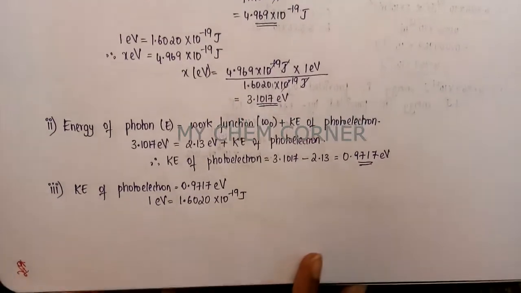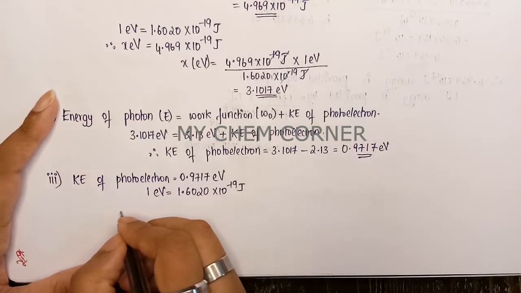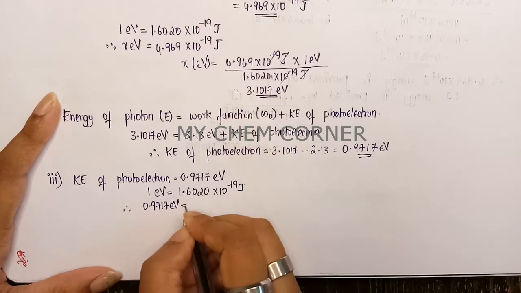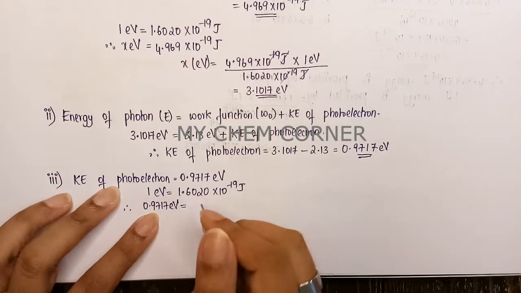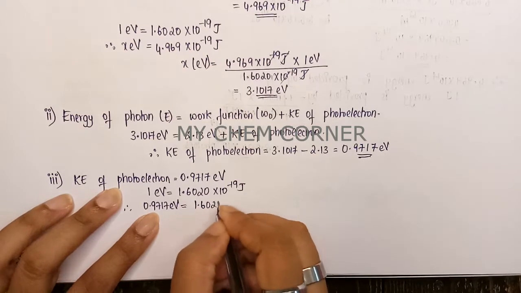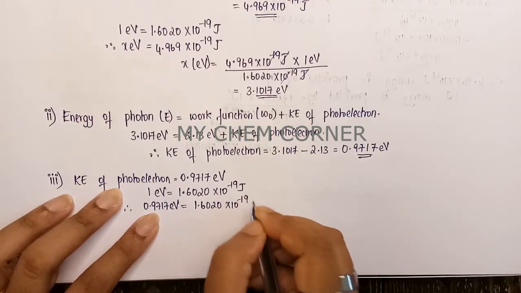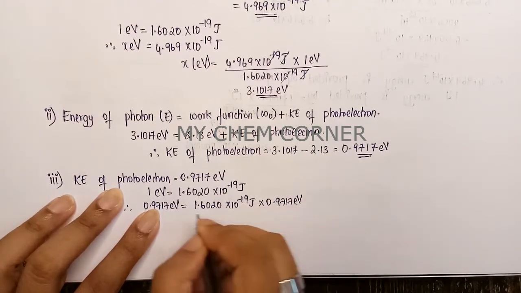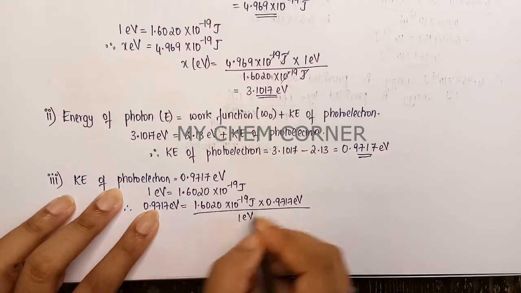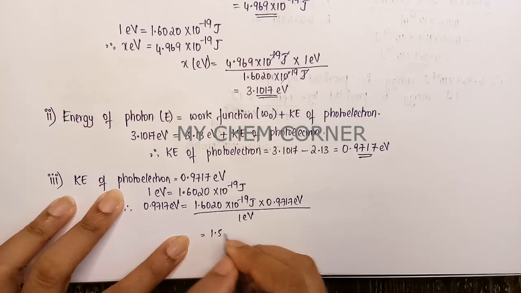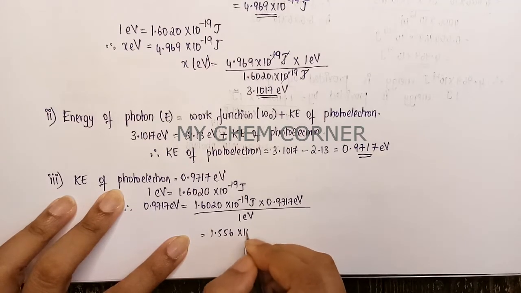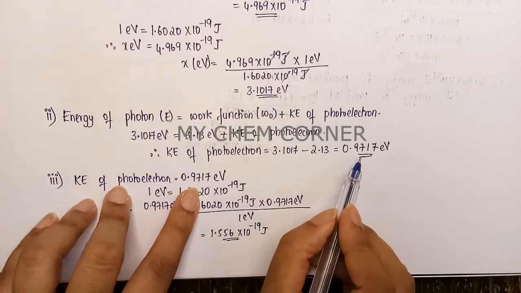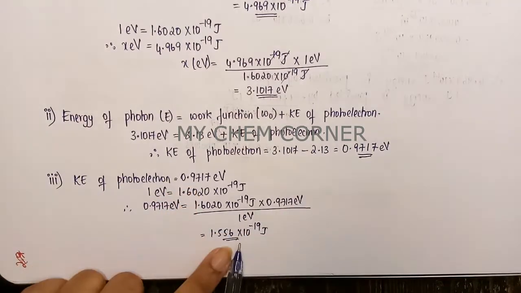So here when we write our answer, we will write therefore 0.9717 electron volt is equal to, multiply these two, 1.602 into 10 to the power minus 19 joules into 0.9717 electron volt divided by 1 electron volt. When we simplify this completely, we will get 1.556 into 10 to the power minus 19 joule. So what we did right now is, whatever kinetic energy we got in terms of electron volt, we just converted it to joules.